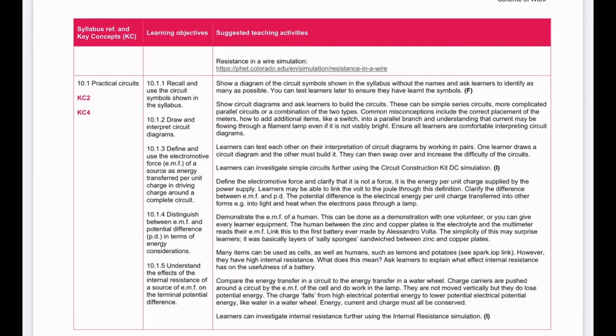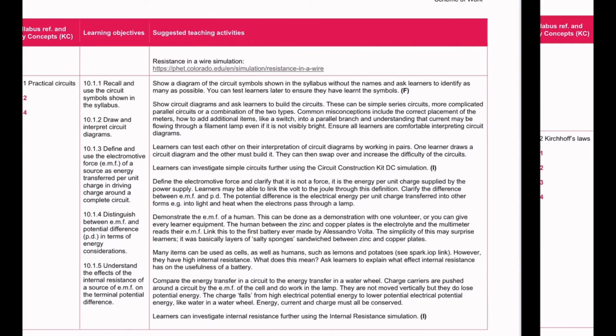Key concept 10.1 Practical circuits. The learning objectives. 10.1.1 Recall and use the circuit symbols shown in the syllabus. 10.1.2 Draw and interpret circuit diagrams. 10.1.3 Define and use electromotive force of a source as energy transferred per unit charge in driving charge around a complete circuit. 10.1.4 Distinguish between EMF and potential difference, PD, in terms of energy considerations. 10.1.5 Understand the effects of an internal resistance of a source of EMF on the terminal potential difference.